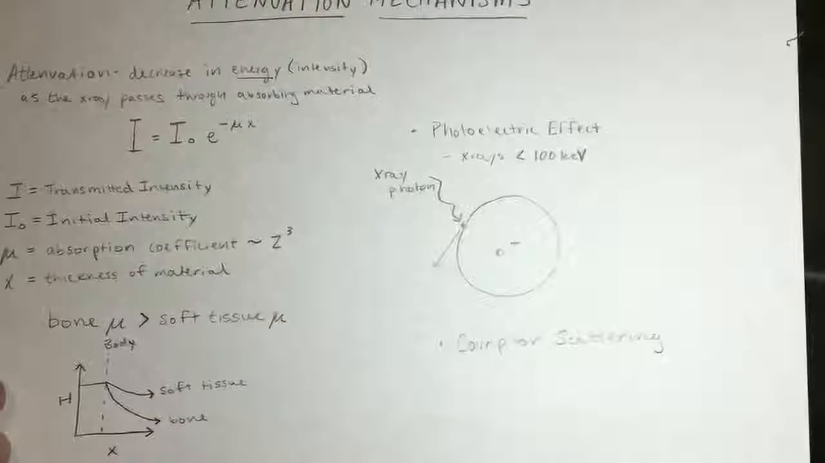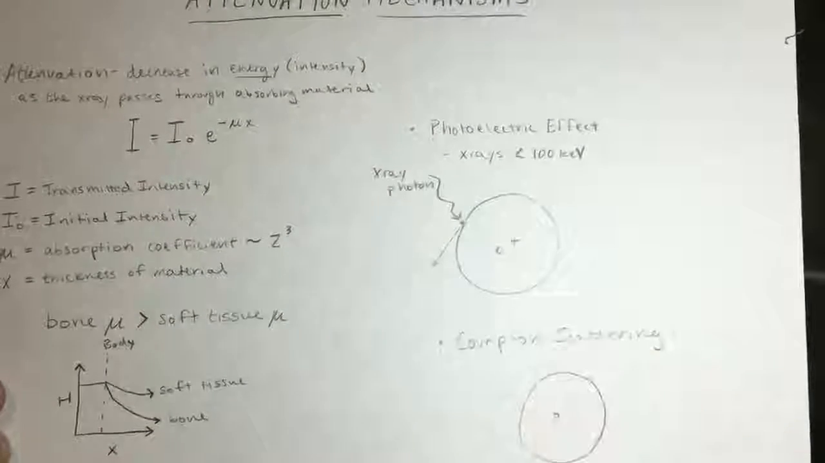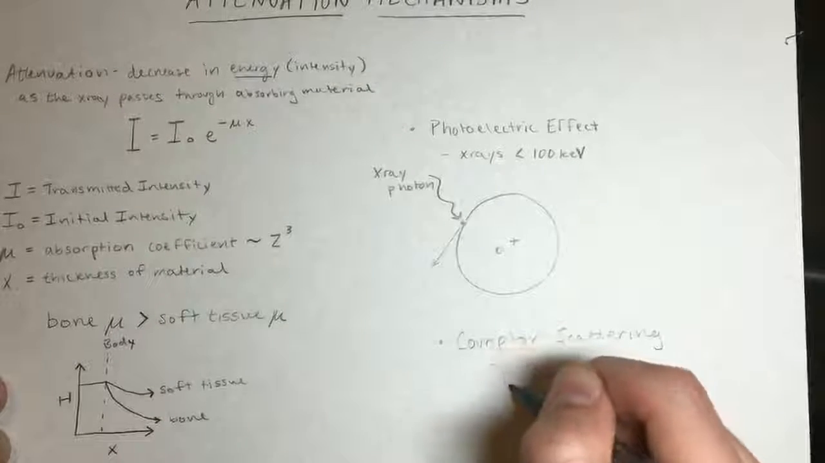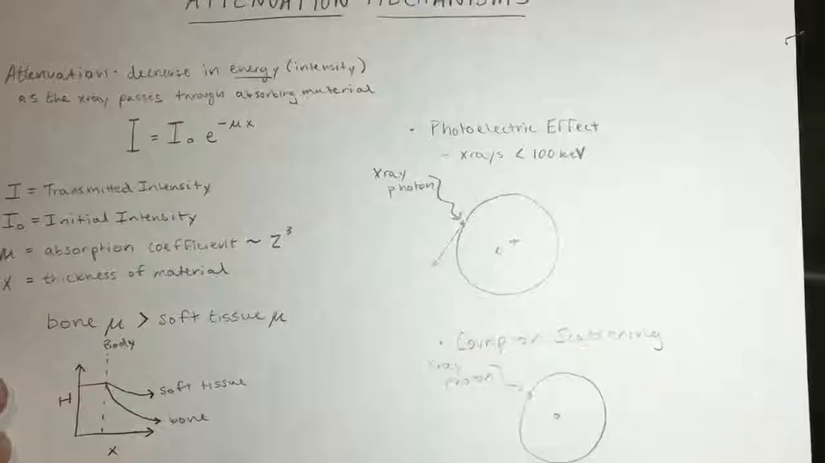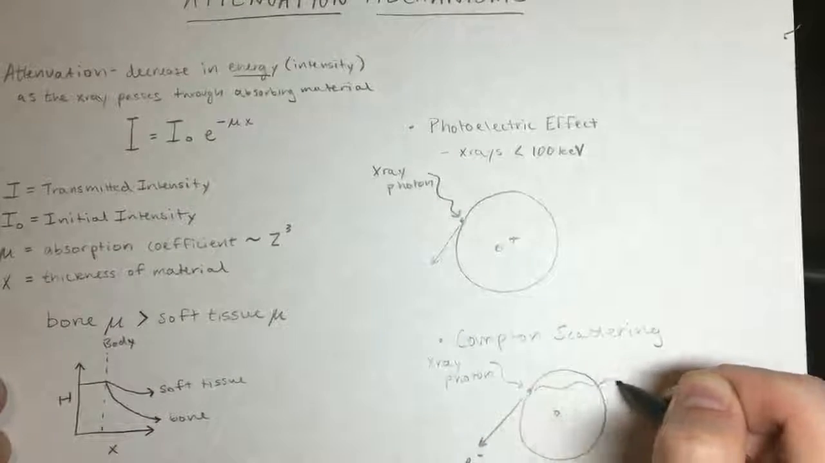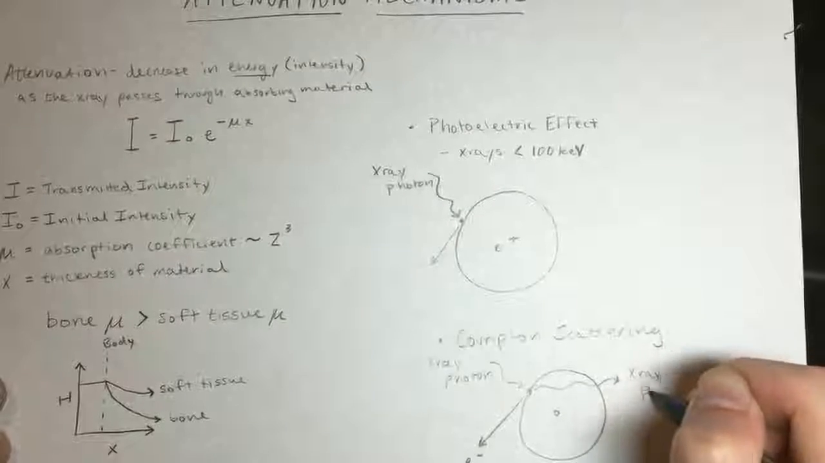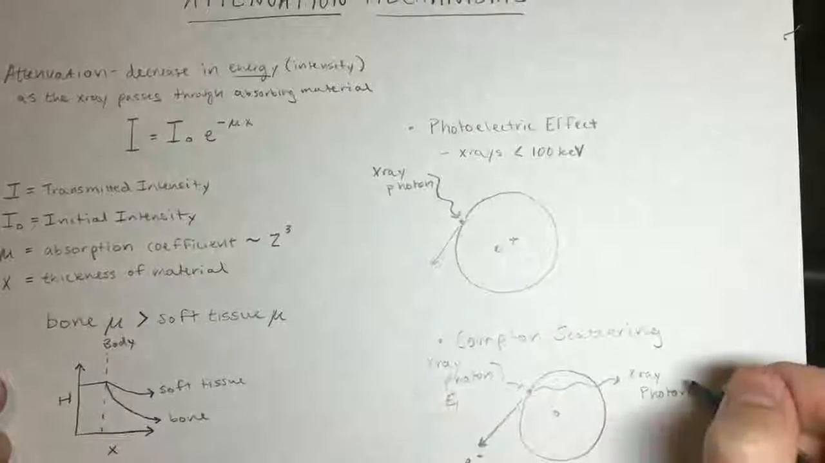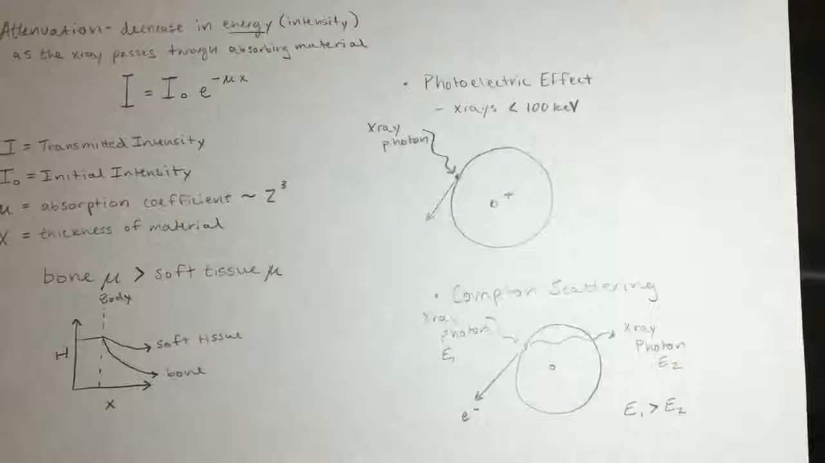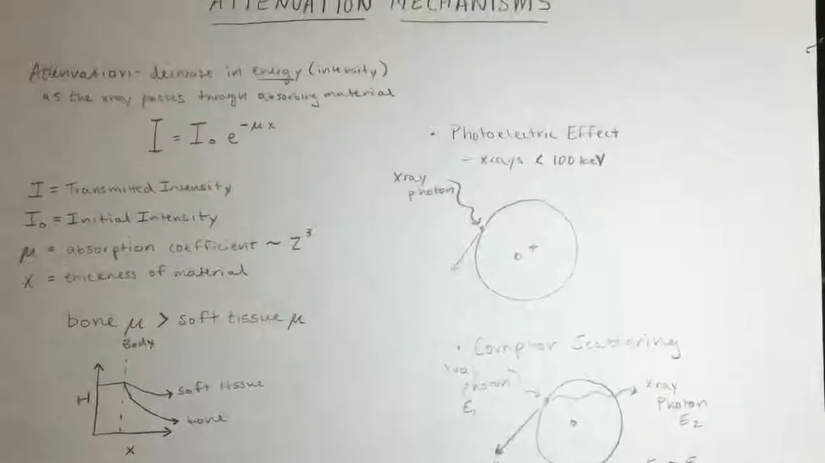ionized atom. And then the other method is the Compton scattering. We see an X-ray photon again collide with an electron, and then the X-ray photon is not totally destroyed and continues onward, but the energy is decreased. So the initial energy of the X-ray photon before is greater than after it scatters. So that's the basics of attenuation. So we'll move on to how this creates an image.